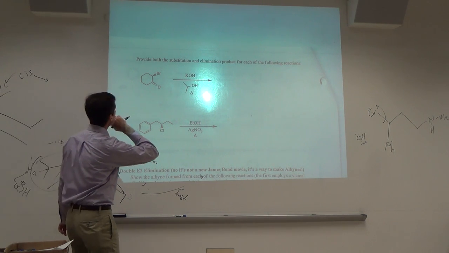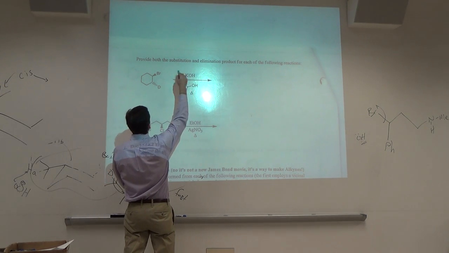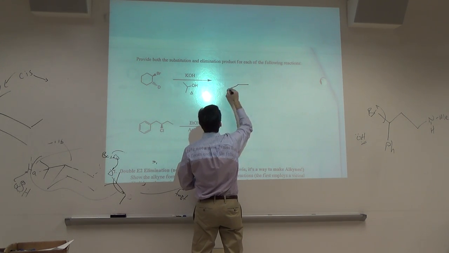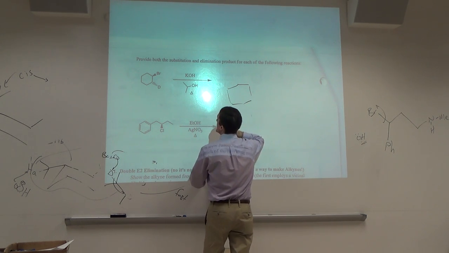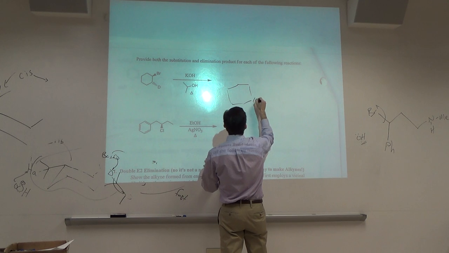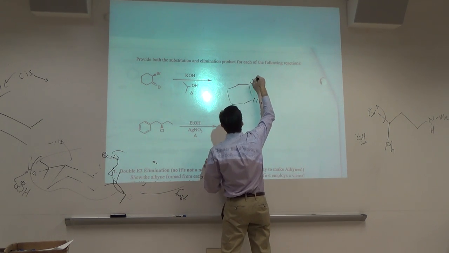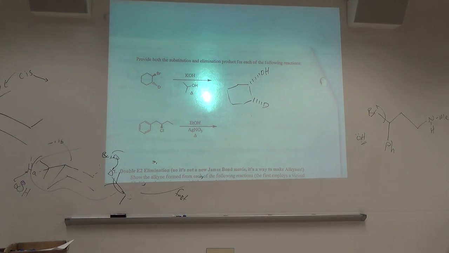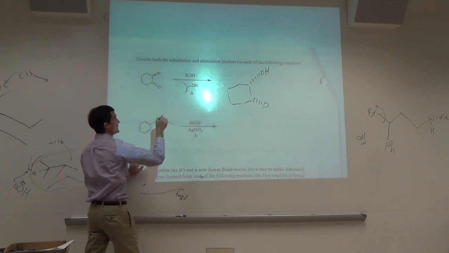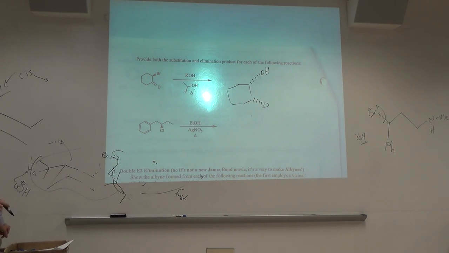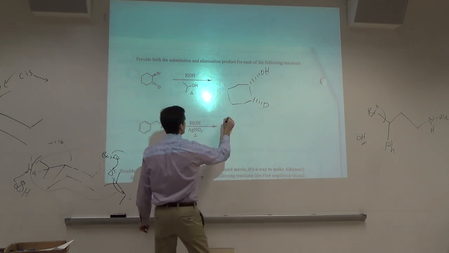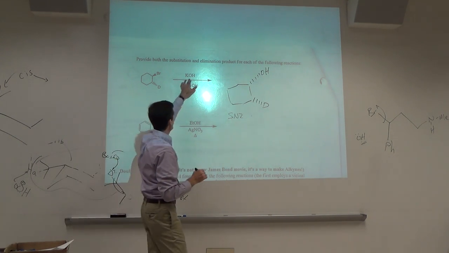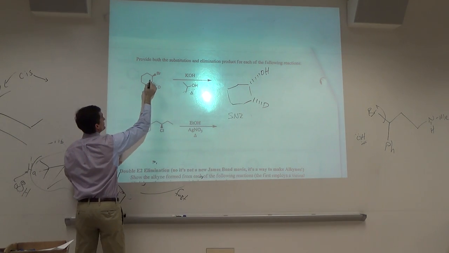Let's look at this, substitution elimination. Show the substitution product here. Somebody got these? SN1 or SN2? Two. That look like an SN2? Hydroxide your nucleophile. This must just be solvent, isopropanol. SN2. Elimination, E1 or E2? Strong base, E2.